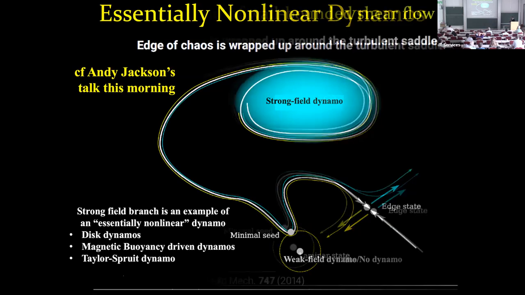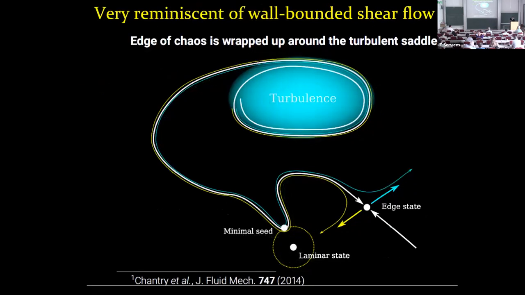So as I said, this is very reminiscent of what is seen in wall-bounded shear flows, where we have a laminar state, and I'll go into a little bit more detail about this a bit later on. We have a laminar state, which is usually stable to linear perturbations. And then if you give it a finite amplitude kick, you will go from here to here.